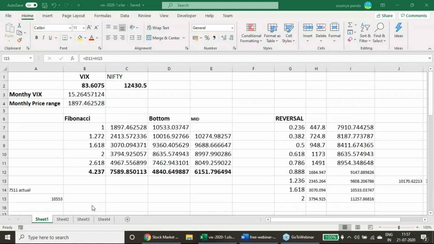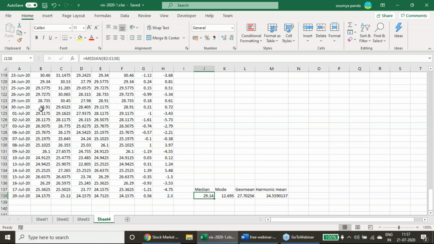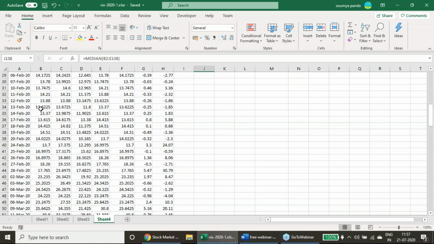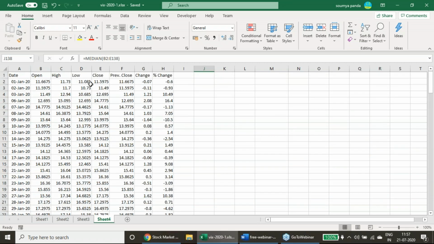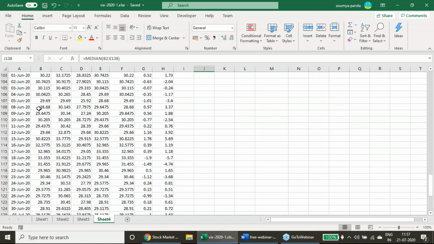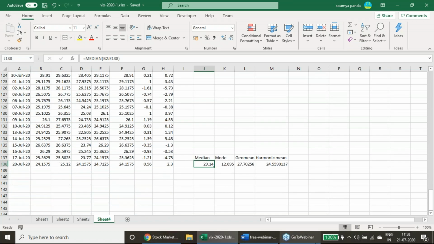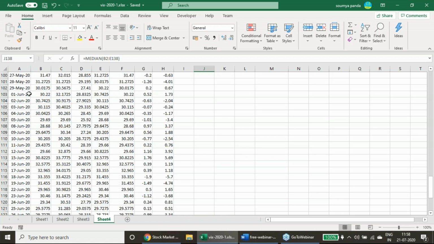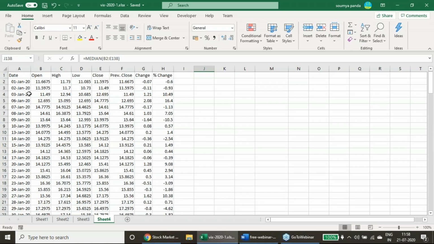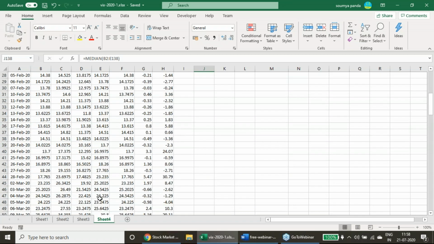So for that, what I did here is take all the VIX data that has happened in this year, January 2020 till date, 20th July. I am recording this on the 21st of July. So till this date, I have downloaded the VIX open, high, low, close, everything.